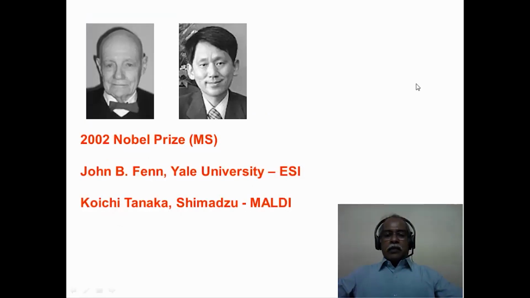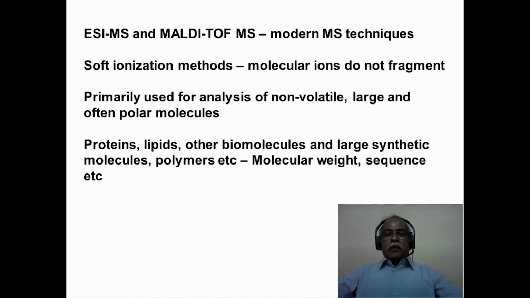Now, John Fenn and Koichi Tanaka were the discoverers of electrospray ionization mass spectrometry and MALDI mass spectrometry. John Fenn from Yale University and Koichi Tanaka from Shimadzu Company were the inventors of these modern techniques. They were awarded the Nobel Prize because these two techniques are very powerful spectroscopic techniques for the identification of large macromolecular systems with molecular weights of the order of hundreds of thousands, and so on.